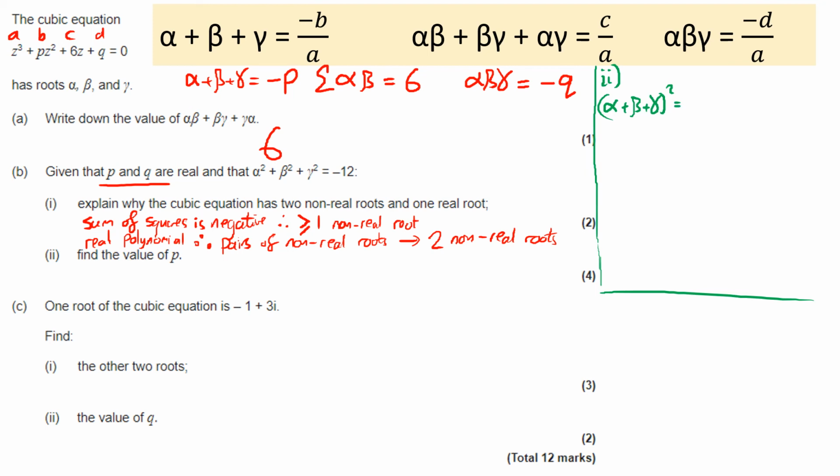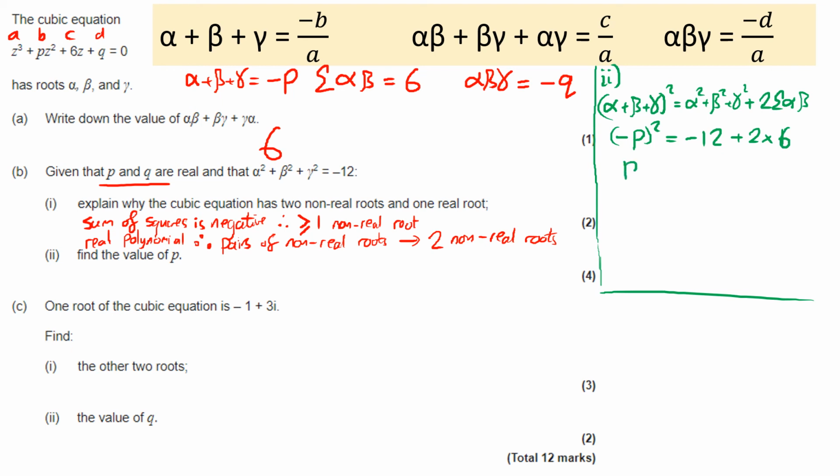Okay, so we looked at it before and we got alpha squared plus beta squared plus gamma squared plus 2 lots of the sum of the alpha betas. You go back a page and check that if you need to. And that's stuff that we can substitute things into. We know alpha plus beta plus gamma is minus P, because that's one of the things we'd written at the start. We know alpha squared plus beta squared plus gamma squared is minus 12 because they've told us that in the question. And we know the sum of the alpha betas is 6 because we've been told that, so it's 2 lots of 6.